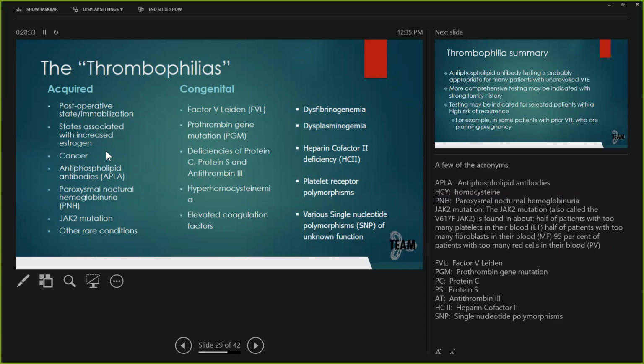And if you look at the congenital conditions, it's factor V Leiden mutation, prothrombin gene mutation, protein C, S, antithrombin, and also hyperhomocysteinemia, and also elevated coagulation factors like factor VIII. If you have high levels, you can have increased risk for clotting. And the other less common conditions would be dysfibrinogenemia and dysplasminogenemia, which we don't routinely test. They are very, very rare causes of blood clotting as well.